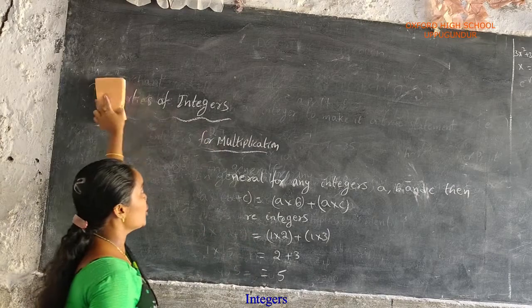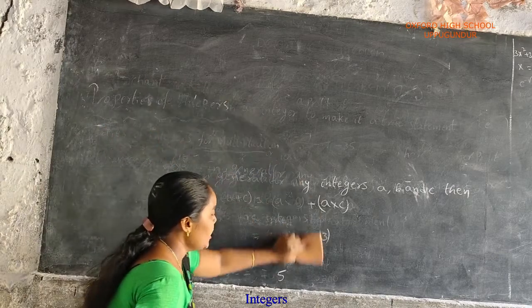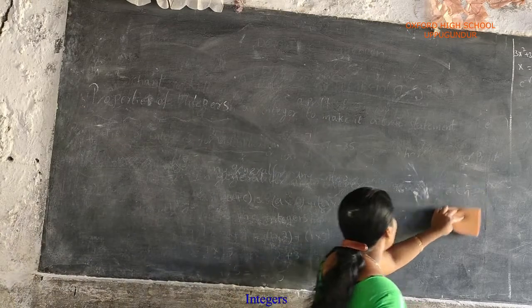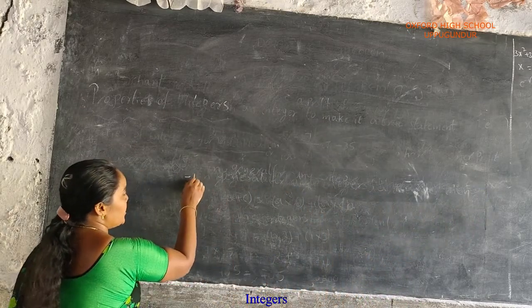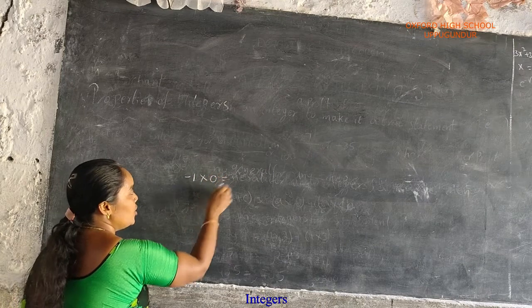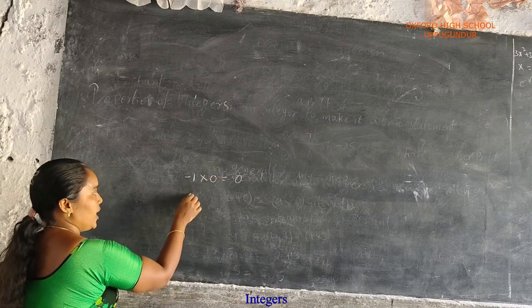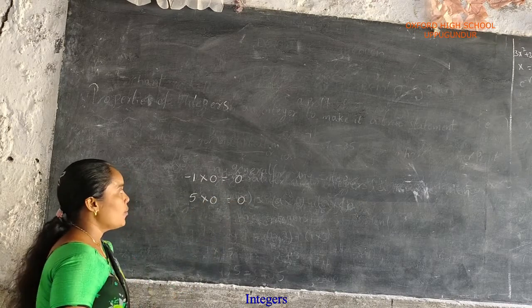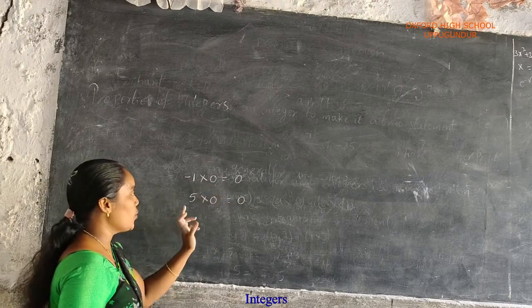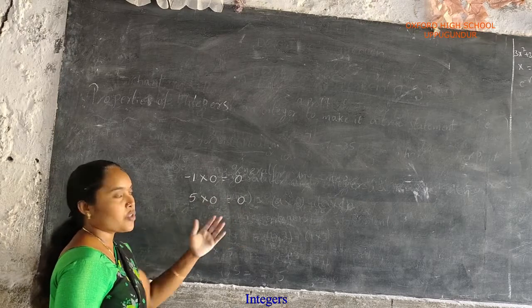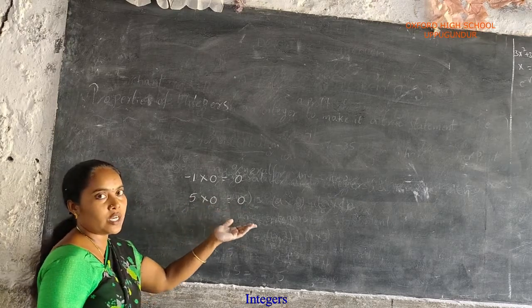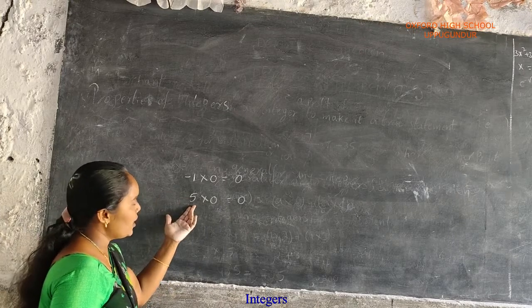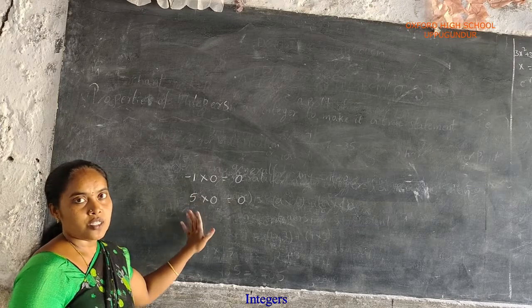Next one, multiplication by 0. For example, take any number, say minus 1: minus 1 into 0 equals 0. Take a positive value, 5: 5 into 0 equals 0. So anything into 0 equals 0. Multiplication by 0: any number into 0 equals 0.